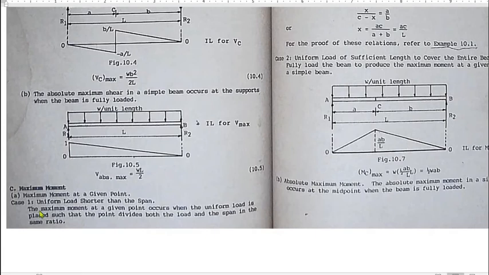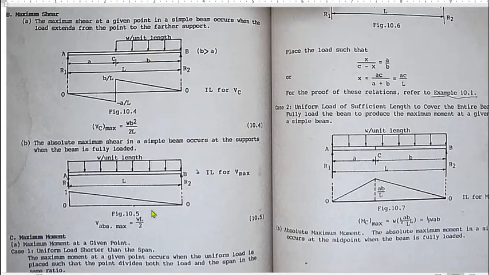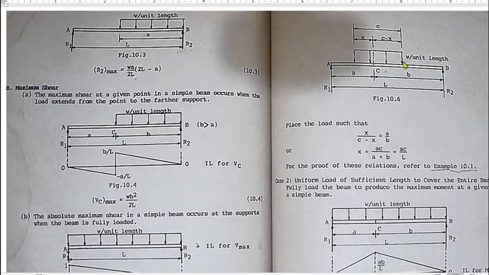And then we have letter C, maximum moment at a given point. So for case 1, uniform load shorter than the span. But this time, yung ating uniform load ay hindi umabot on either supports, which is defined by the length C, okay? Which also happens to be on top of capital C. Ito, okay? And then, meron tayong dimensions na X tsaka C minus X. Being X is the smaller dimension.